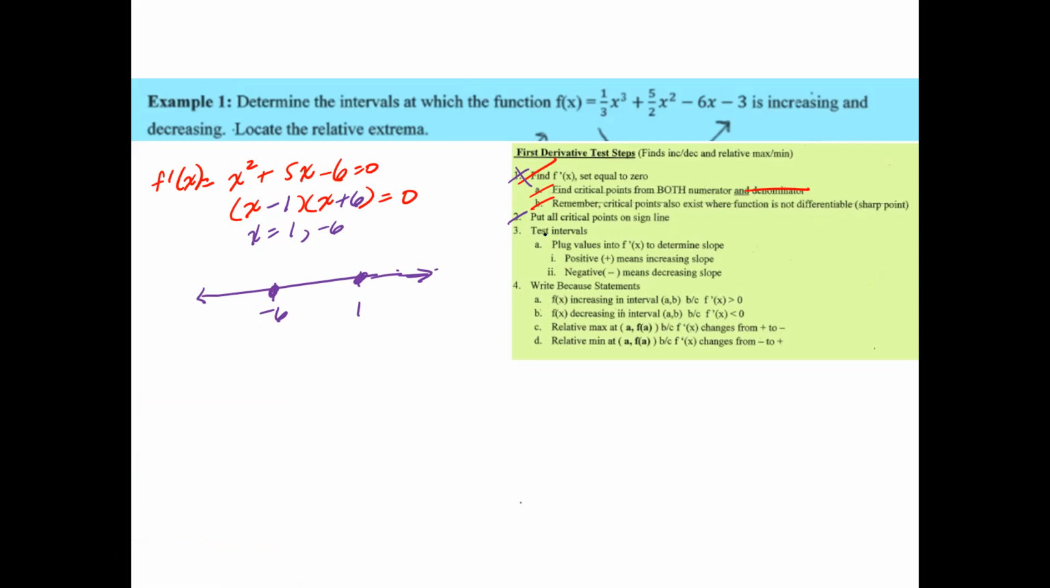Okay, next part. Test the interval. Plug in the values into f prime of x to determine the slope. Notice I'm doing the first derivative, so I'm going to pick a point that's in between those intervals. I think the best point to pick on the left side of -6 is a -7. In between -6 and 1 is a 0. After 1 is probably just a 2.